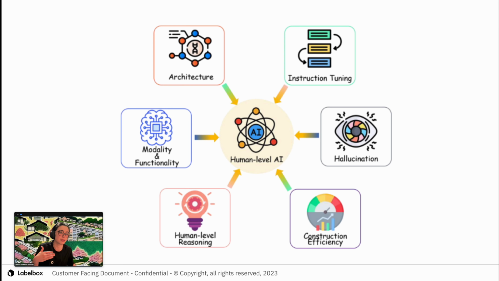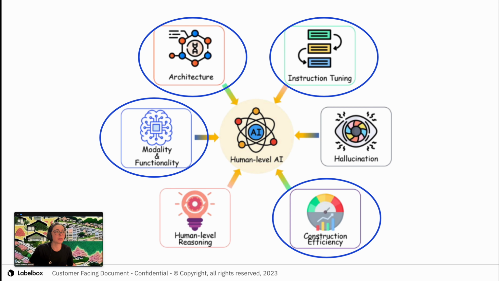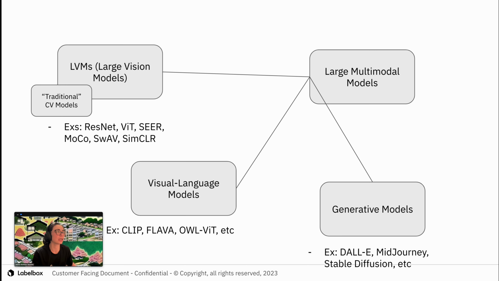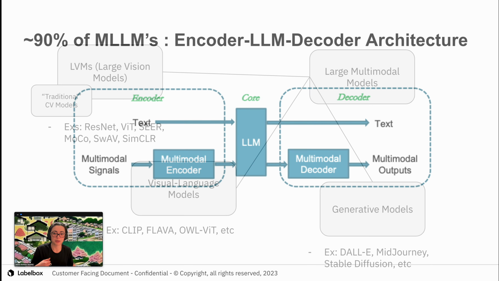In order to really understand multimodal models and the steps to get to human level AI, there's a bunch of different dimensions you have to look at. We're only going to touch on a few of these today, and even that in a shallow way. Multimodal models are interesting in that they combine a lot of the capabilities and features that you see in large vision models, visual language models, and generative models, but they're capable of so much more.